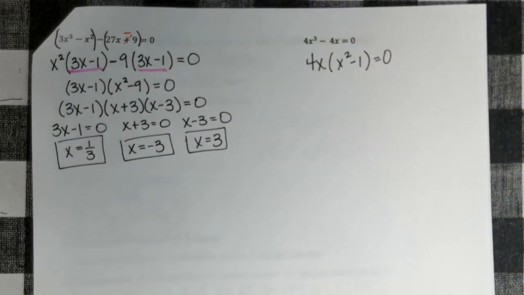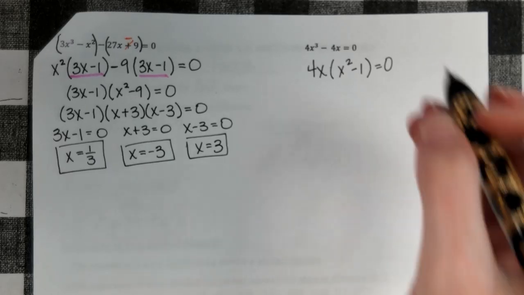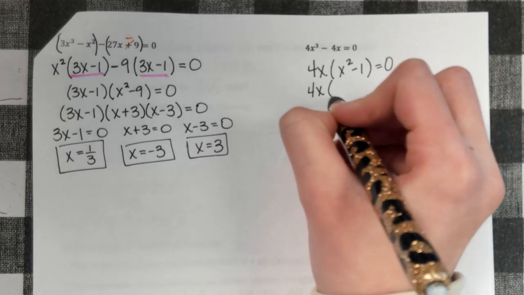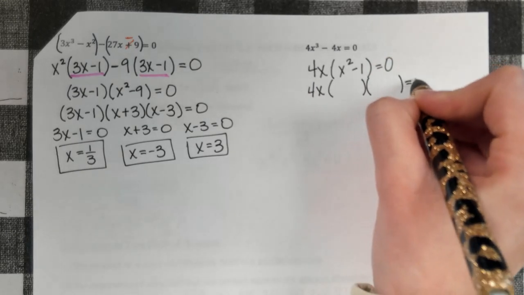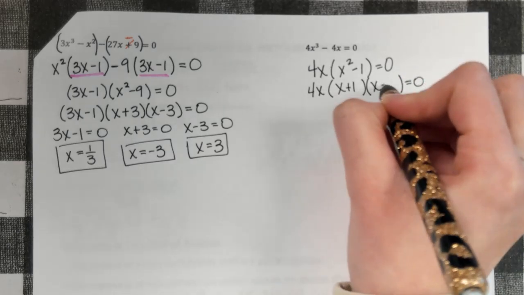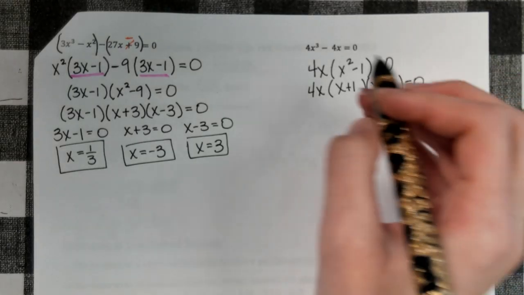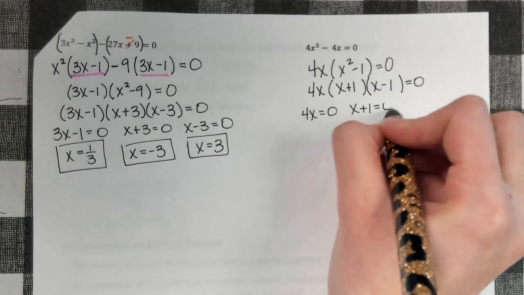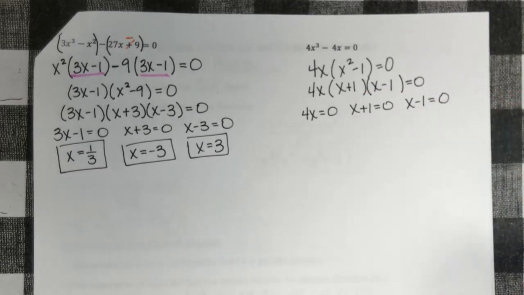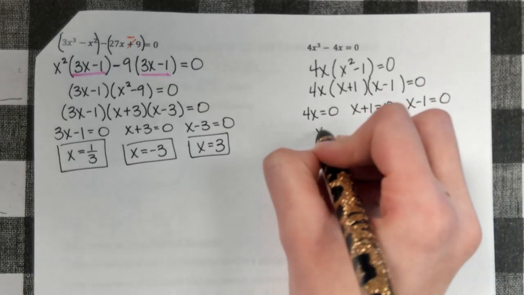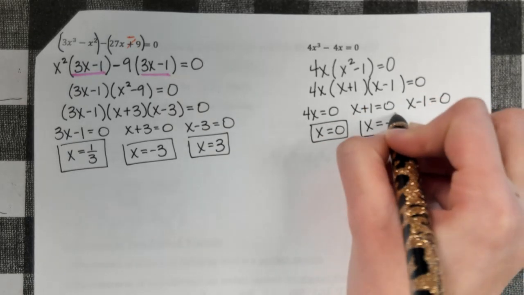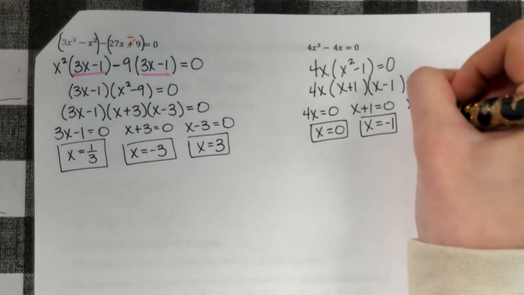Then what do I do? Difference of two squares. So I bring down my 4x. X squared minus 1 factors into what? X plus 1, x minus 1. So I've got 4x equal to 0, x plus 1 equal to 0, and x minus 1 equal to 0. Divide by 4, x equals 0. Subtract your 1, x equals negative 1. Add your 1, x equals 1.